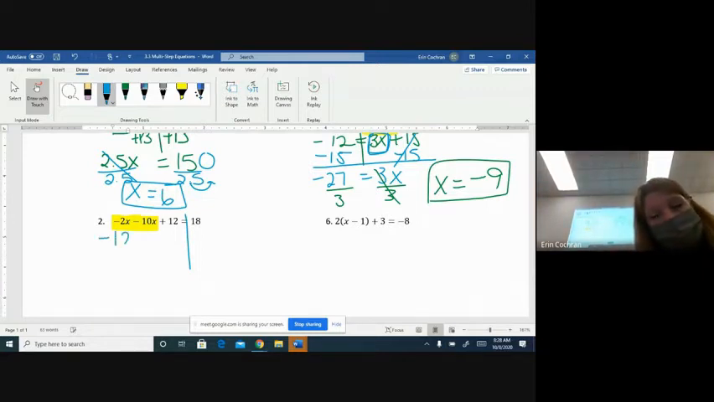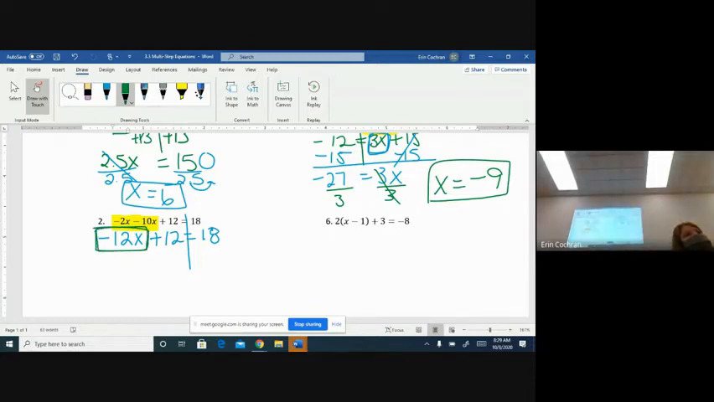Negative 12x, yep, plus 12 equals 18. All right, solving for this 12x, what's on the same side as that negative 12x? The plus 12, so how do I move the plus 12 over? Subtract it.